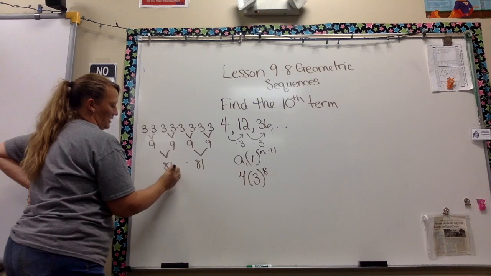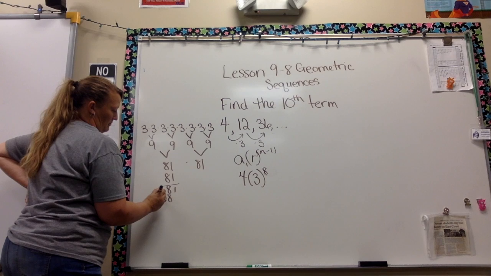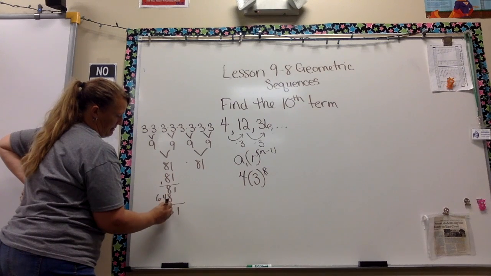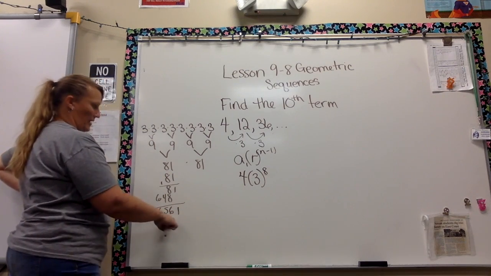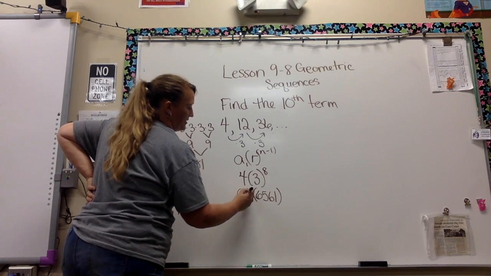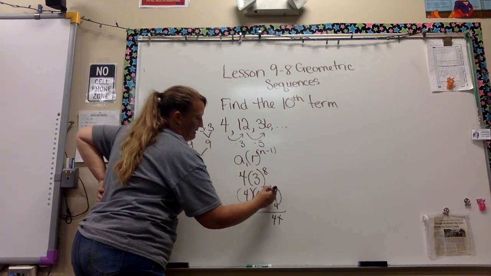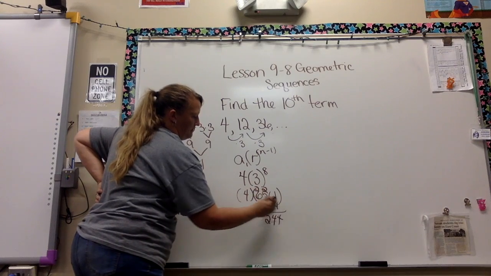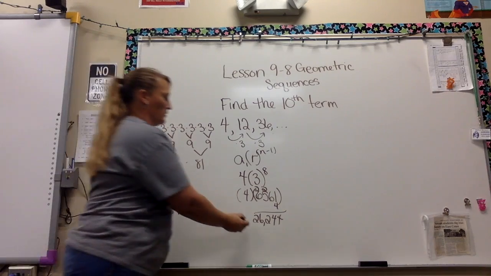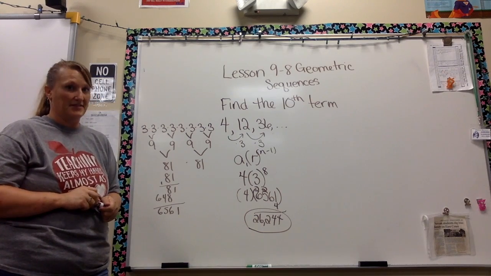So this part right here is 6,561 if my multiplication is correct, and then we're going to multiply that times 4. So it looks like the 10th term in this sequence is going to be 26,244. They get really big or really small really fast.